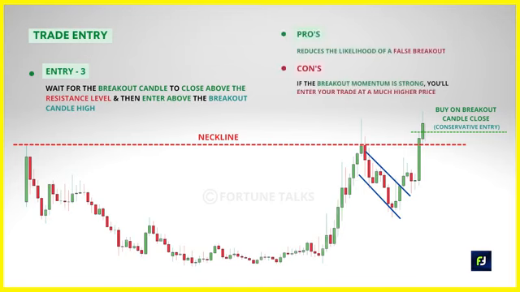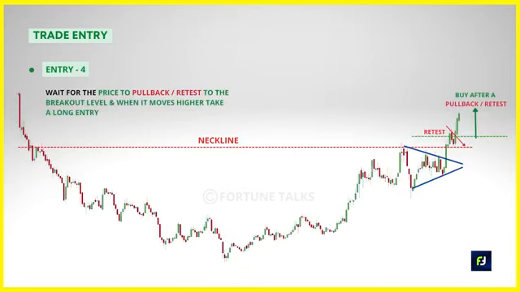However, sometimes the market closes much higher and you will have a poor reward to risk ratio. Now this will result in a wide stop loss and a smaller position sizing on your trade. And in such instances, you can wait for the price to do a shakeout in the form of a pullback or retest back to the neckline.